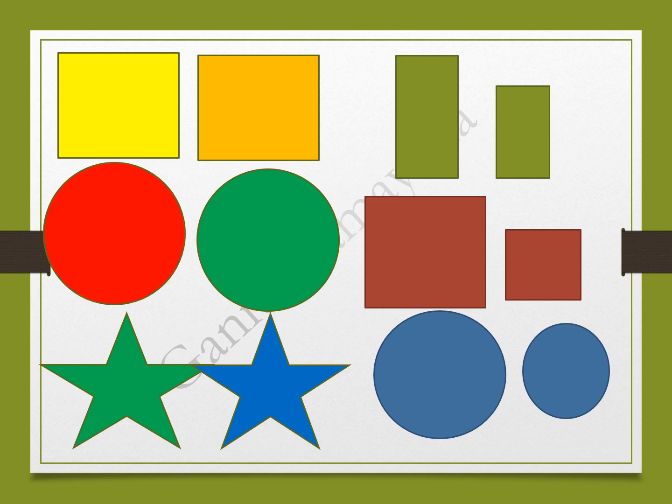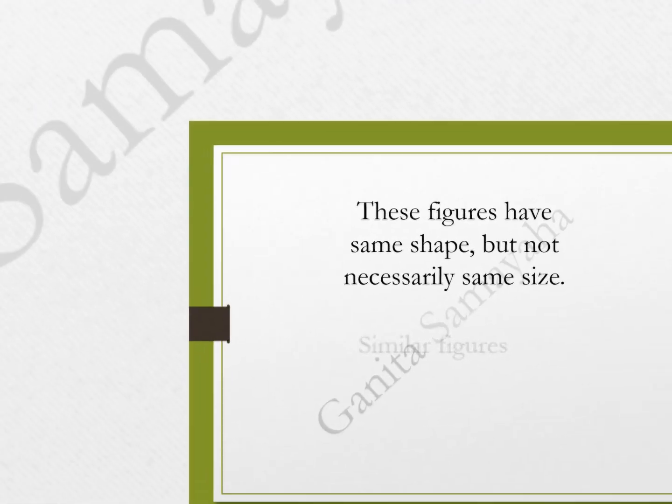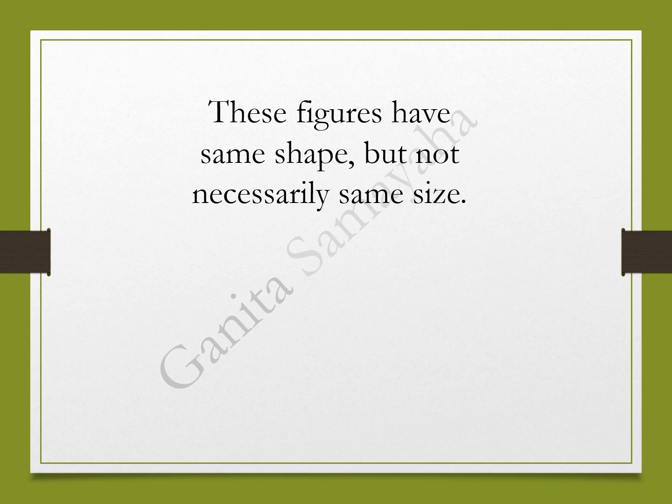So what do we call such figures? These figures have the same shape but not necessarily the same size. They may have the same size or may not have the same size. All these figures are called similar figures. Okay, children. So what are similar figures? Figures that have the same shape but not necessarily the same size are all said to be similar figures.